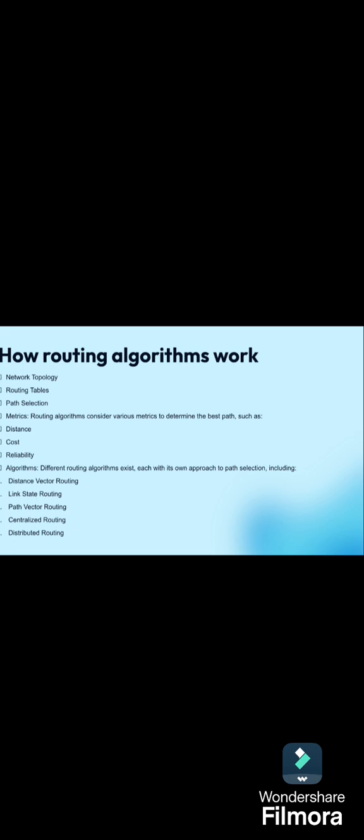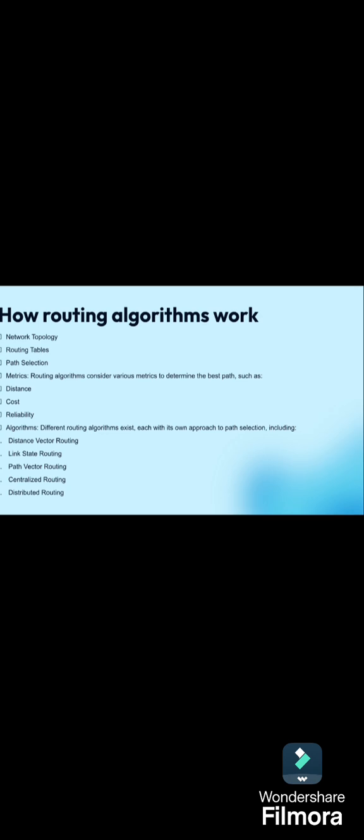Our next point is how a routing algorithm works. These are some parameters on which a routing algorithm works. First is network topology, then routing tables, path selection, and metrics. In metrics, the routing algorithm considers various metrics to determine the best path, such as distance, cost, and reliability. There are different algorithms, each with its own approach to path selection: distance vector routing, link state routing, path vector routing, and centralized and distributed routing. In this way a routing algorithm works.